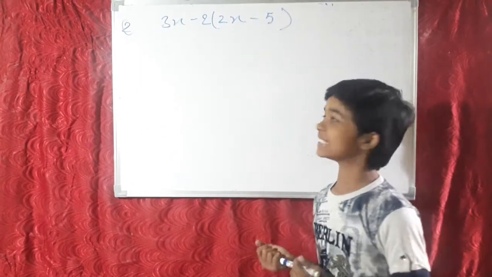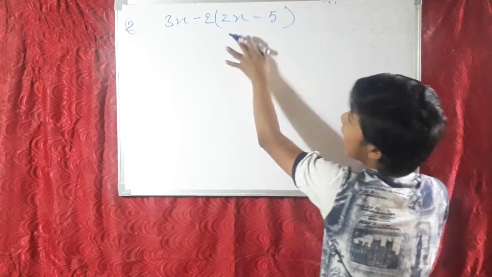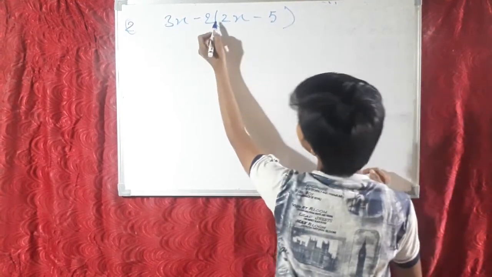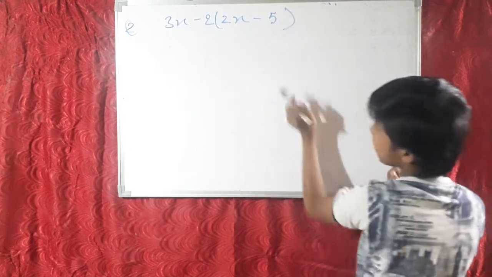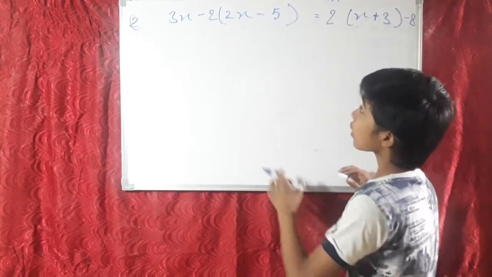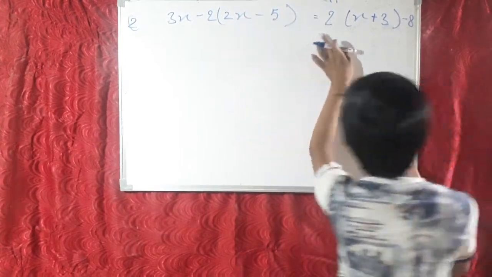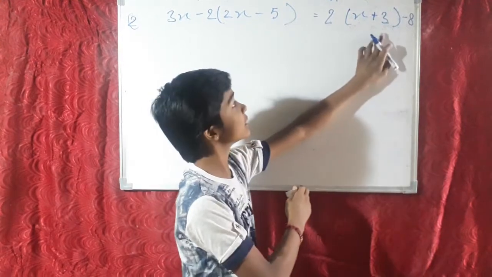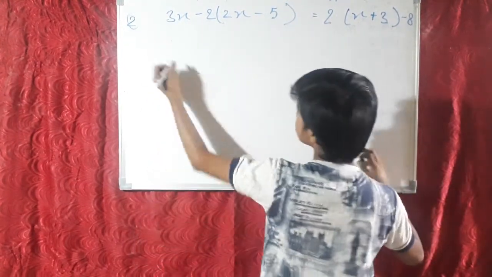So friends, it is our second question. What is 3x minus 2 multiplied by 2x minus 5? This bracket is there, no sign here, which means it will be multiplied in 2x minus 5. So friends, this is our question: 3x minus 2 bracket 2x minus 5 is equal to 2 bracket x plus 3 bracket close minus 8. So we have to solve this equation. We will solve it very easily.